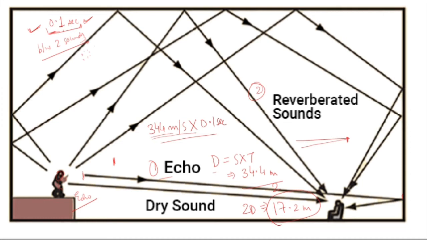Now the second phenomenon is reverberation. In case of echo, there is a single wave that goes and comes back after reflection. In case of reverberation, there are multiple reflections of sound, alright? In case of reverberated sound, the echo lasts for a very long time, right? There is repeated reflection of sound.